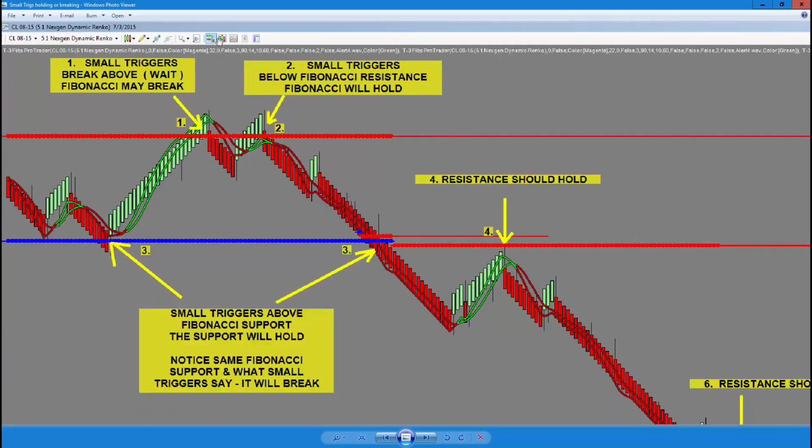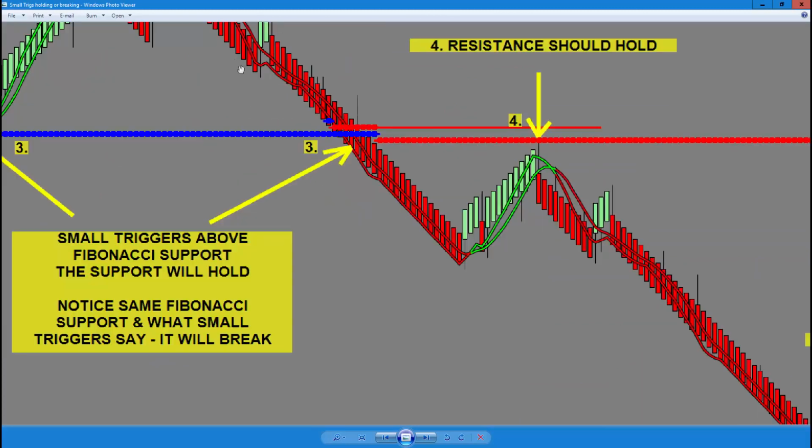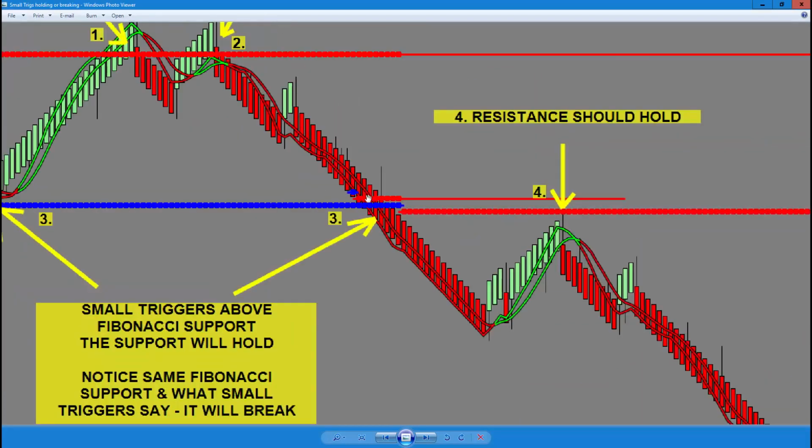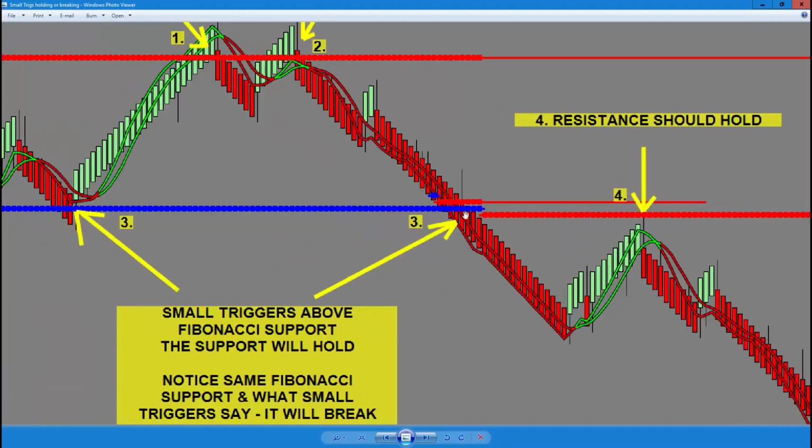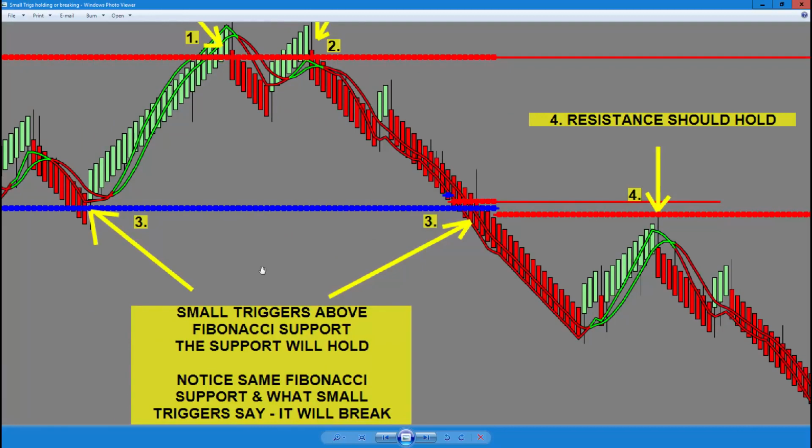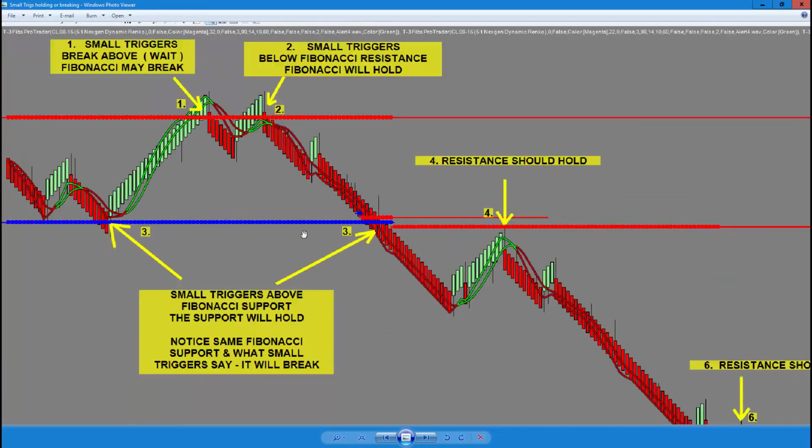And again, one of the things that you'll see is that the market will make a very strong push into a support line. And when the triggers physically get below the line and it's really strong, again, look, I put number 3 on here on purpose. It's the same blue line, but it's a very different trigger line situation.